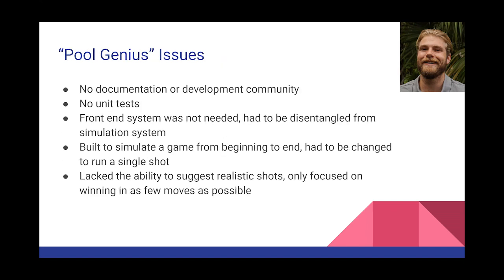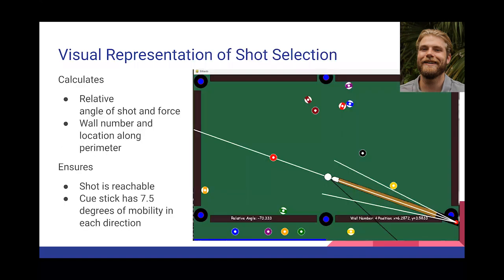There were some issues with Pool Genius. There's no documentation, development community, or unit test for this. There's also an unneeded front-end system, which we had to take apart for our final product, and we had to learn how to simulate a single shot as opposed to running through an entire game with their system. The final issue was that it lacked the ability to suggest realistic shots and focused on winning in as few moves as possible. Here is a visual representation of our shot selection algorithm.